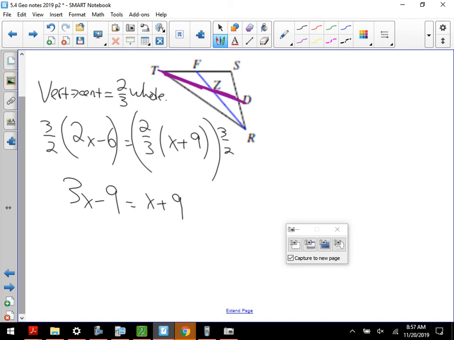Add 9, subtract x. You get x is 9, but it asks you to do a bunch of junk with it. Subtract x, add 9. Okay. And then it wanted us to figure out the small chunk, so we have to substitute in here. 2 times 9 is 18, subtract 6 is 12. So that gives me that TZ is 12, and this should be half of it at 6.